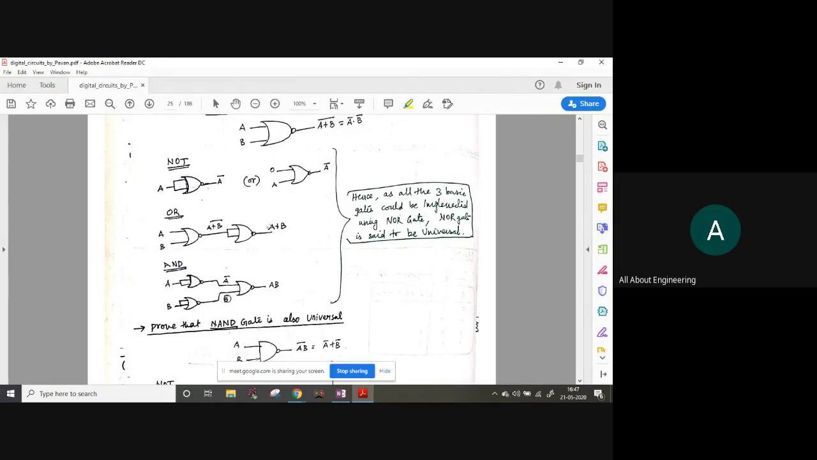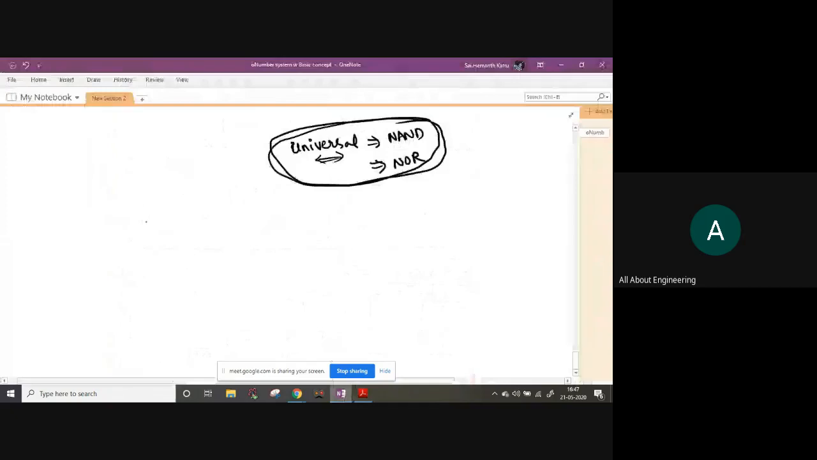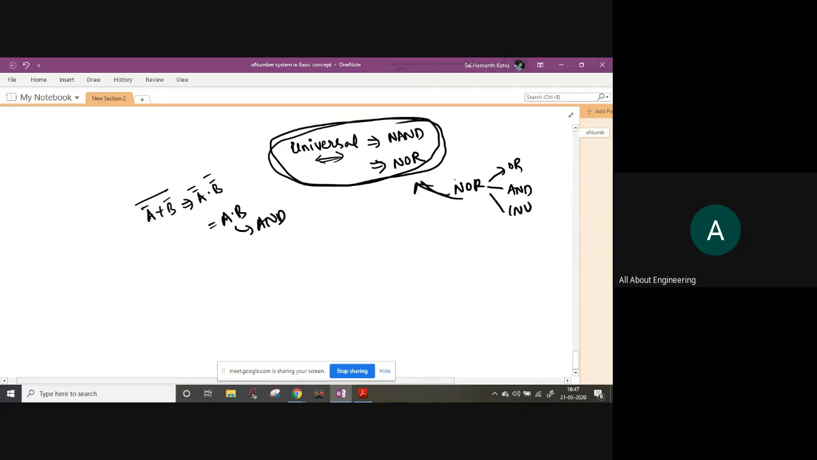Now if you combine these two, it's like A bar plus B bar whole bar. Again, you know that A bar whole bar and B bar whole bar is equal to A and B. So you got an operation of AND. So now, with using NOR gate, you designed OR gate, AND gate, and inverter. Hence, this is called a universal gate. So that is one sort of explanation.